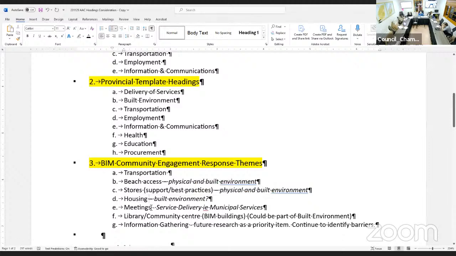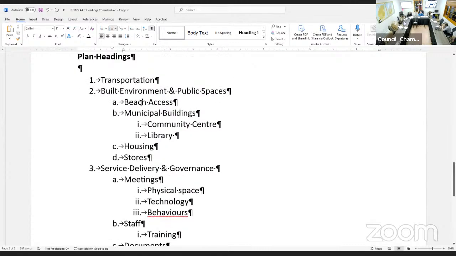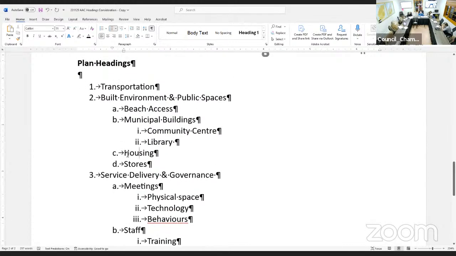Housing, so where does that go? I put it under built environment as well. I'm going to put these two here. Housing and stores I've put under built environment and public spaces.